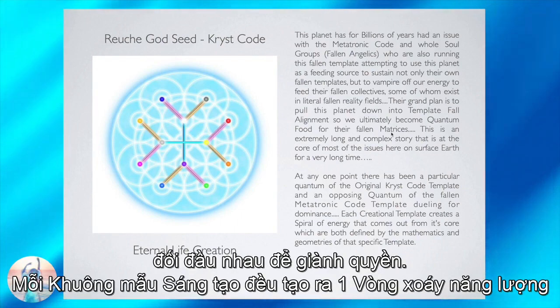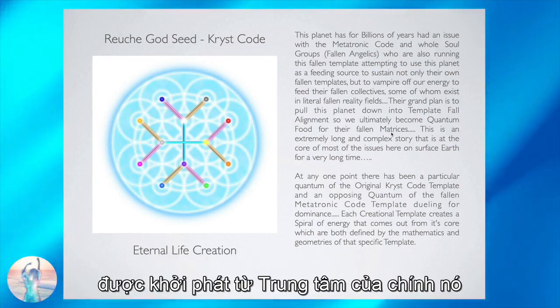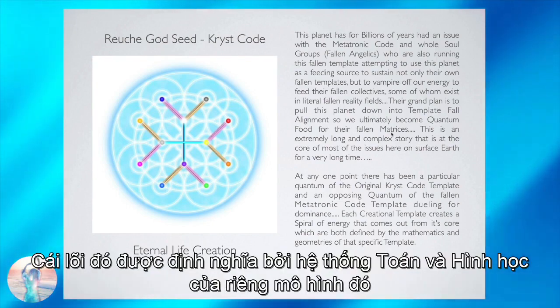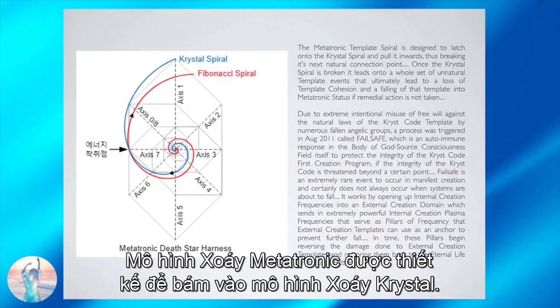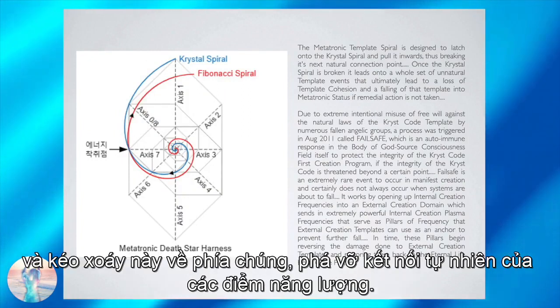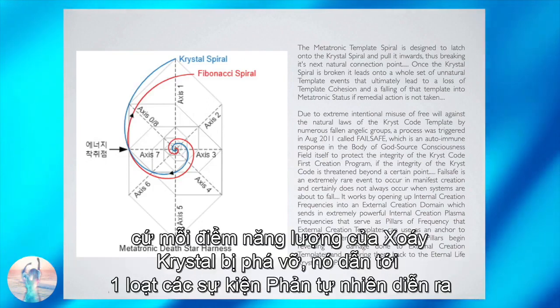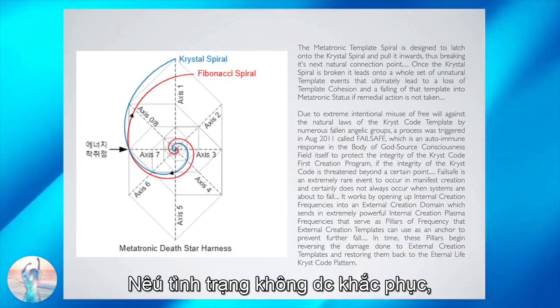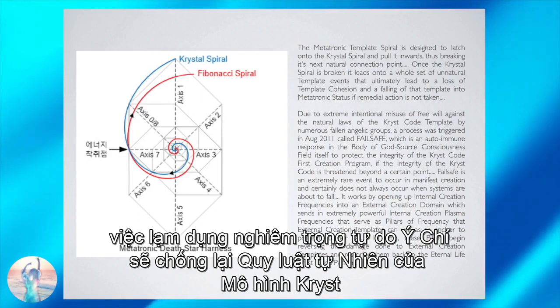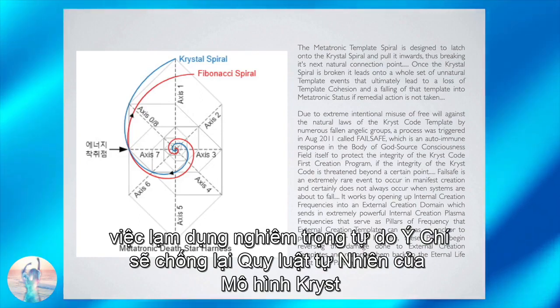Each creational template creates a spiral of energy that comes out from its core, which are both defined by the mathematics and geometries of that specific template. So the Metatronic template spiral is designed to latch onto the crystal spiral and pull it inwards, thus breaking its natural connection point. Once the crystal spiral is broken, it leads onto a whole set of unnatural template events that ultimately leads to a loss of template cohesion and a falling of that template into Metatronic status if remedial action is not taken.